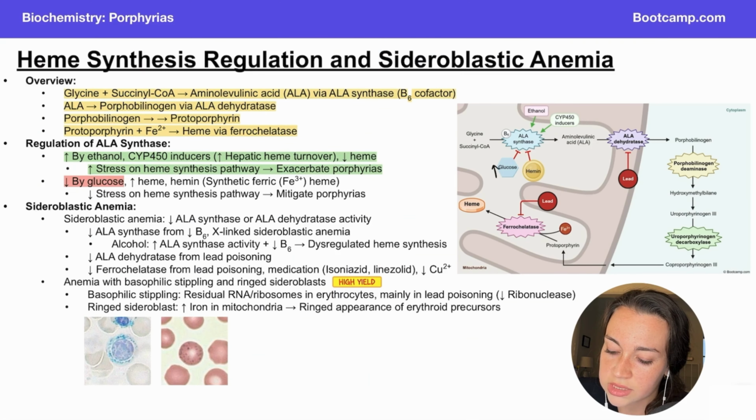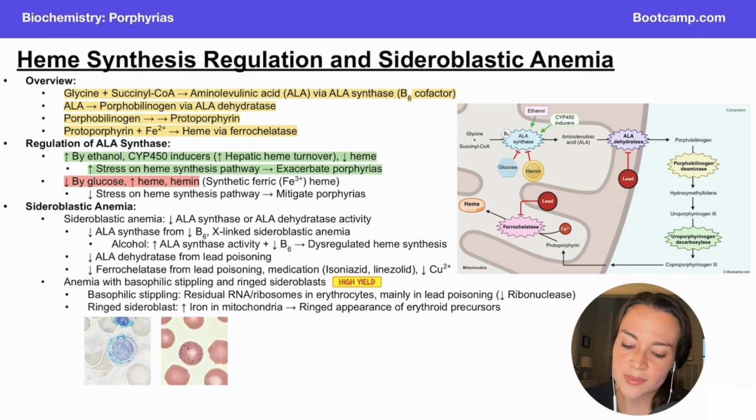So high glucose decreases the availability of succinyl-CoA, and so to compensate for that, glucose will decrease the activity of ALA synthase. The next thing that will downregulate ALA synthase and therefore heme synthesis is a high amount of heme. It's a negative feedback loop to turn off its own synthetic pathway. Similarly, hemin, which is a synthetic form of heme, will also downregulate this step.